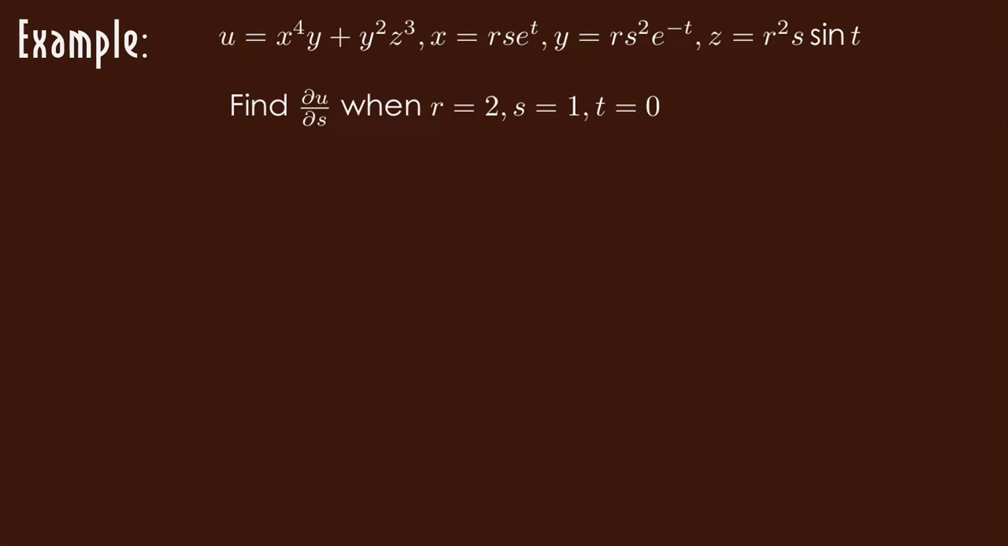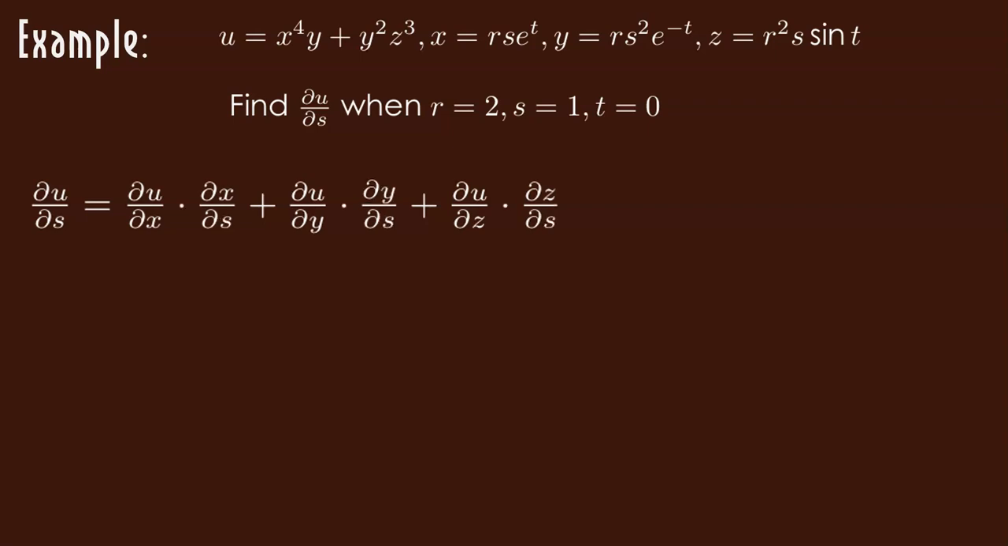So let's take this one step at a time. Don't get overwhelmed by all the numbers and letters and the alphabet soup in your head. I know that the partial of u with respect to s has to equal the partial of u with respect to x, the partial of u with respect to y, and the partial of u with respect to z. We have to take each of those 3 variables into account. Since we're doing this with respect to s, multiply each of those partials by the partial of x with respect to s, partial of y with respect to s, partial of z with respect to s.